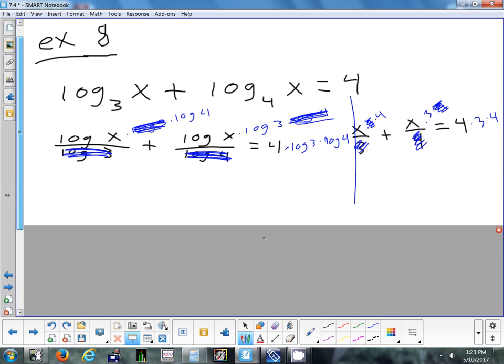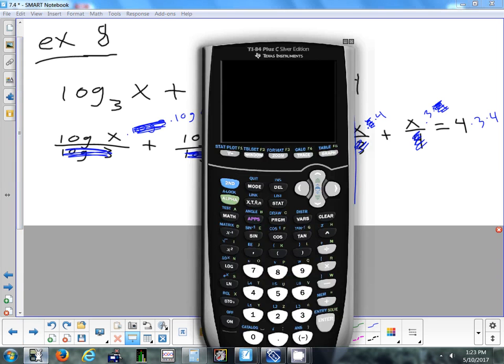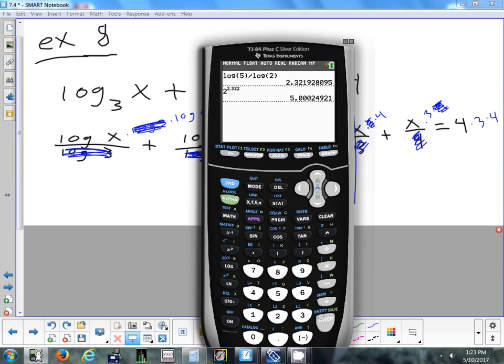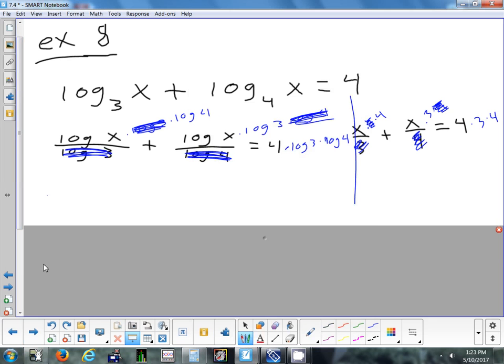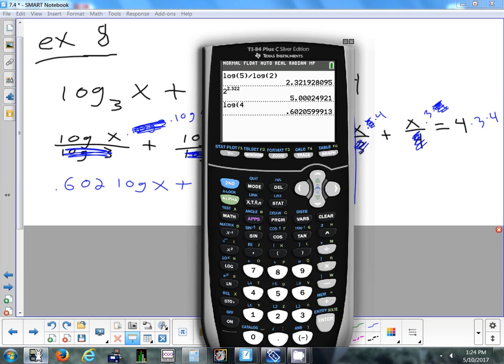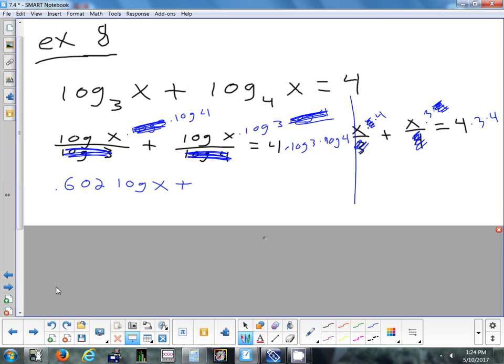Okay, let's do each one of these. Let's start with log 4 times log x. Okay, I need the log of 4. 0.602. So it's 0.602 times the log of x. That's the first one. Actually, I'm just going to write it this way. Okay, the second one is log 3 times log x, and we're going to add that. So let's find out the log of 3. 0.477.